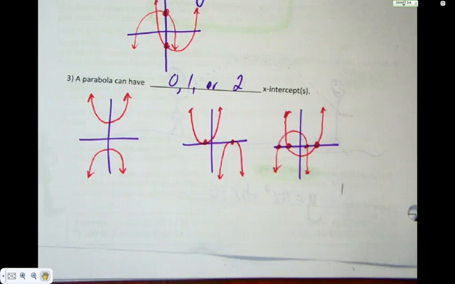Next year in grade 12 math, you'll learn equations that have 3 x-intercepts, 4, 5, 6, 7, 8. Infinite.